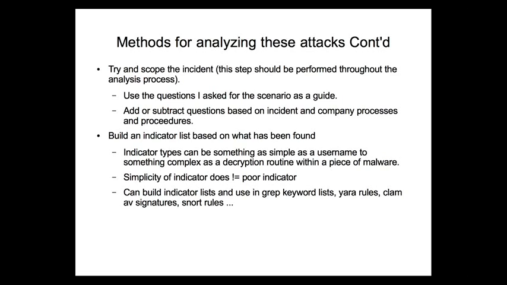Take that list or those notes and start building indicators out of it. So a file name or a timestamp or a username, whatever you have, you can build that back into your types of detection, whether it's host-based or network-based, and potentially find other signs of compromise that you wouldn't necessarily know that you have in your network. And again, the simplicity of the indicator does not equal a poor indicator.